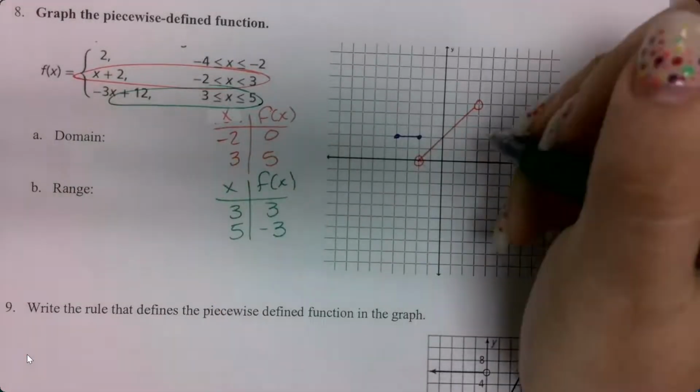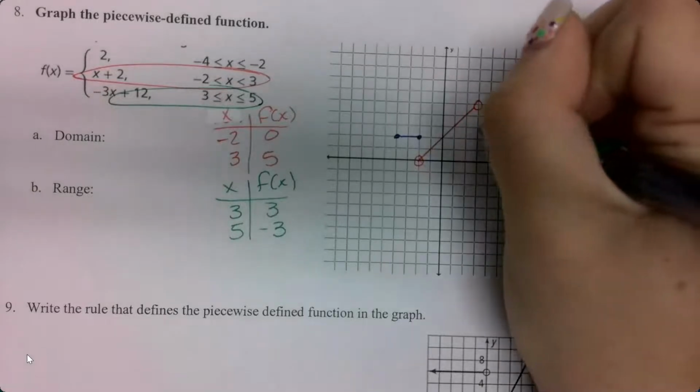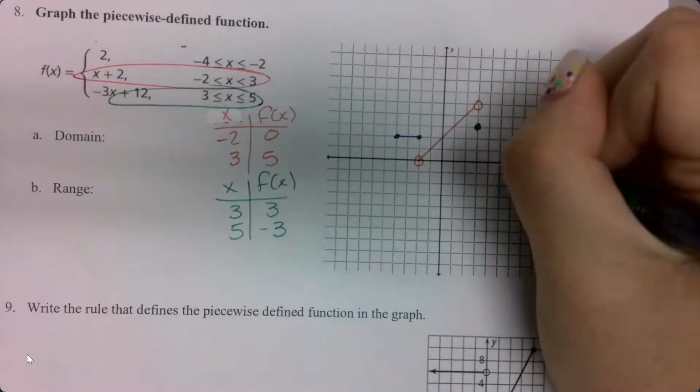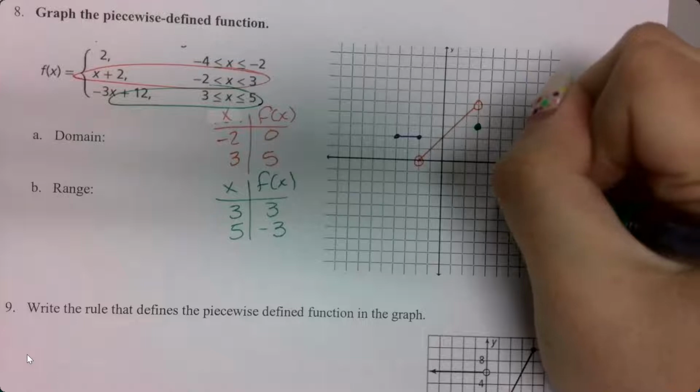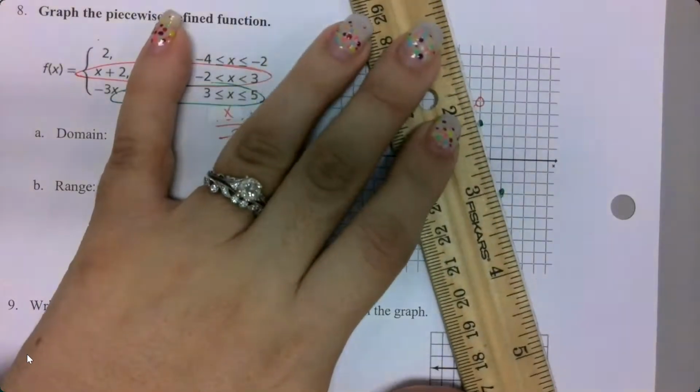So I'm going to go plot those points. I have 3, 3, which gets a closed circle. And then I have 5, -3, which also gets a closed circle. And then I want to go ahead and connect my points.